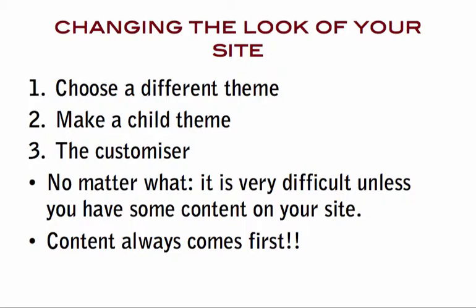Every WordPress site comes with a theme all loaded up. So the easiest way to change the look of your site is you can simply choose a different theme. The second way that you can change the look of your site is to make a child theme. The third way to change the look of your site is by using the customizer.